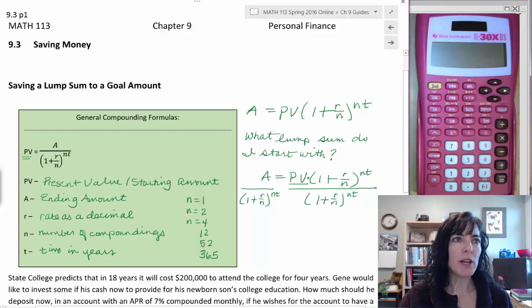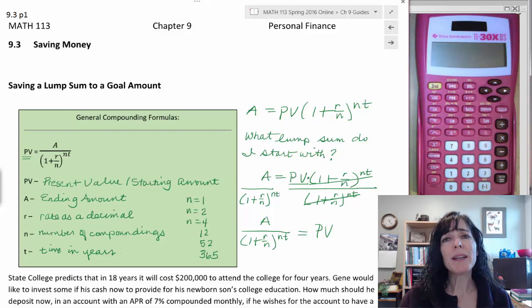So here, if I'm trying to keep this equation equal, I divide both sides by this 1 plus r over n to the nt. On the right-hand side, it reduces to 1. Anything over itself is 1. And I'm left with the formula that you see on the left. The PV equals A over 1 plus r over n raised to the nt power.